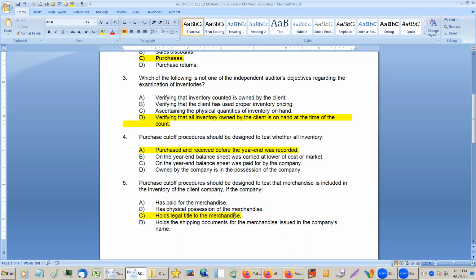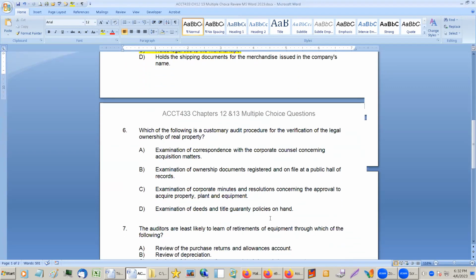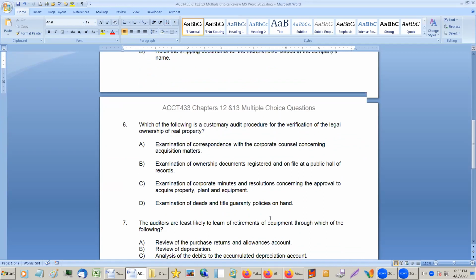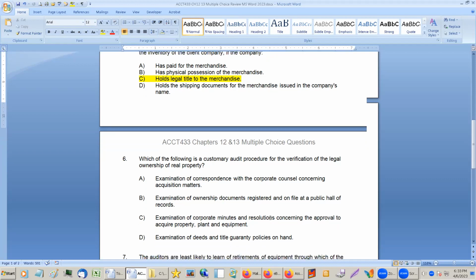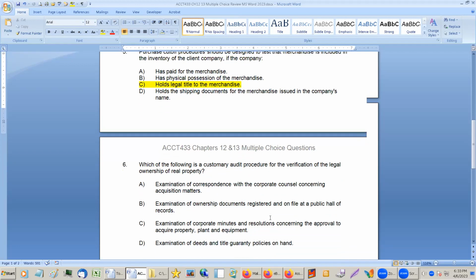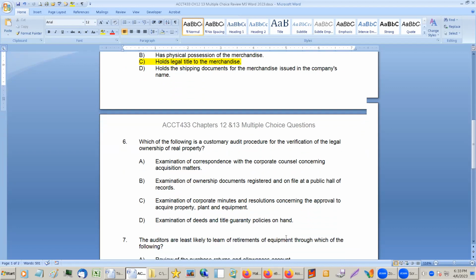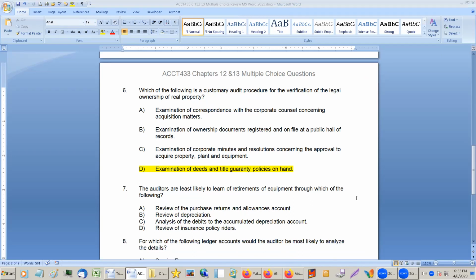If the company holds title of the merchandise. All right, 6. Which of the following is customary procedure for the verification of legal ownership of real property? B and D are the two best answers. D is the actual correct one. You generally look and see what they have on hand. There can be a delay in public records, especially if there's something new that's been added. So if they have the deeds on hand, it's usually better.